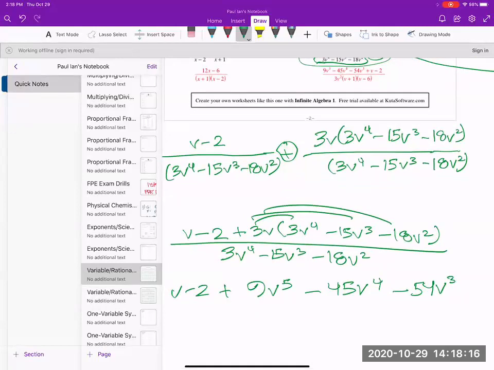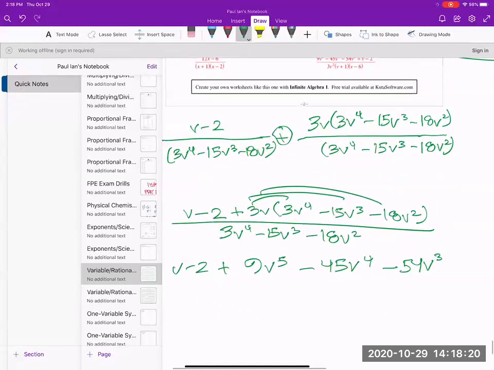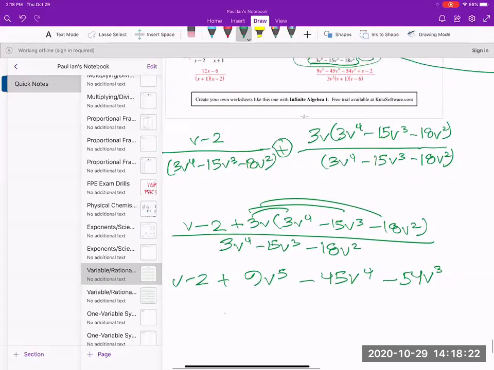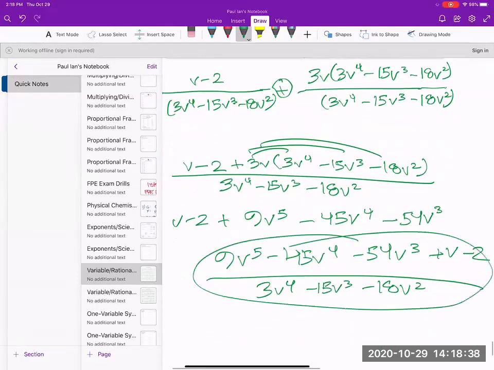You just have to rearrange. And then at the bottom, I honestly don't think you should do anything to the bottom. So all you have to do to match the answer is just rearrange, because there are no like terms. And then 3v to the fourth minus 15v cubed, 18v squared. That's it. So does that make sense?